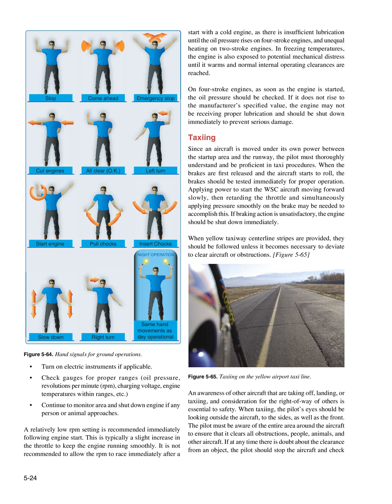Turn on electric instruments if applicable. Check gauges for proper ranges: oil pressure, revolutions per minute (RPM), charging voltage, engine temperatures within ranges, etc. Continue to monitor area and shut down engine if any person or animal approaches. A relatively low RPM setting is recommended immediately following engine start. This is typically a slight increase in the throttle to keep the engine running smoothly.